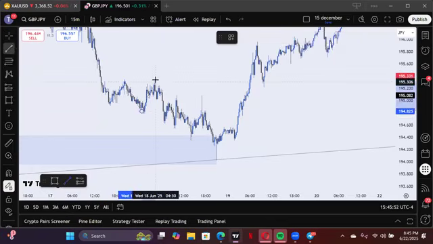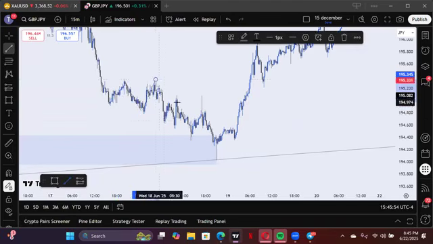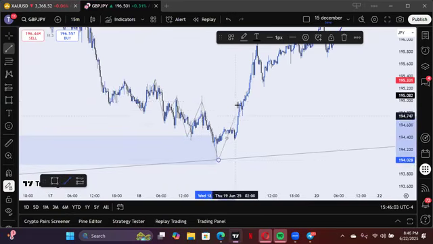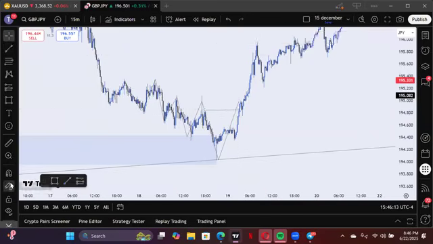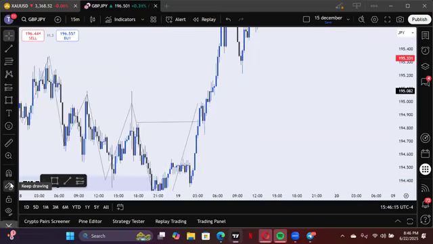Lower highs then lower lows, repeatedly. Then price eventually came here and took out this high. This was the last high in the market. After price took out this zone, I got the structure shift to the upside. Then what do I wait for next?